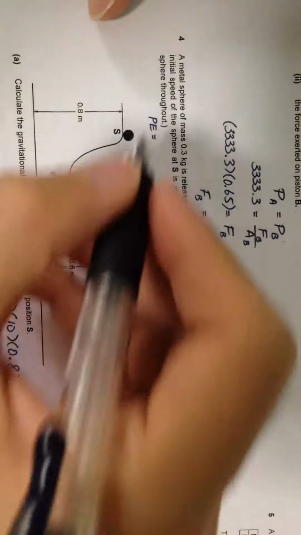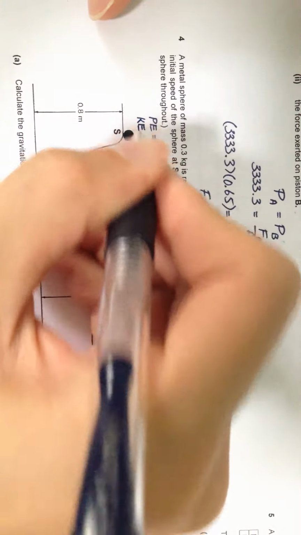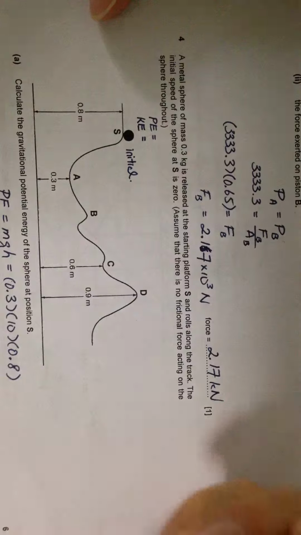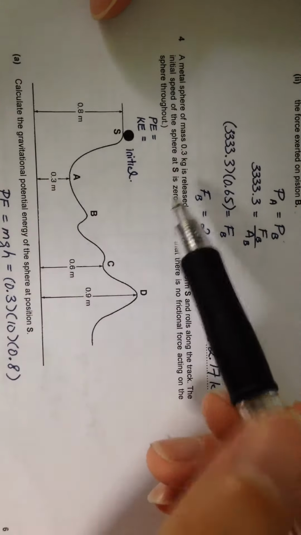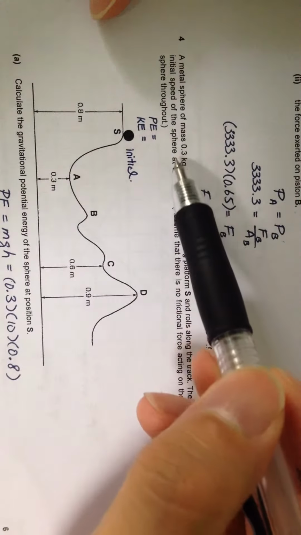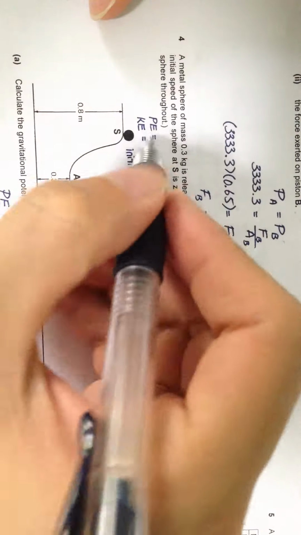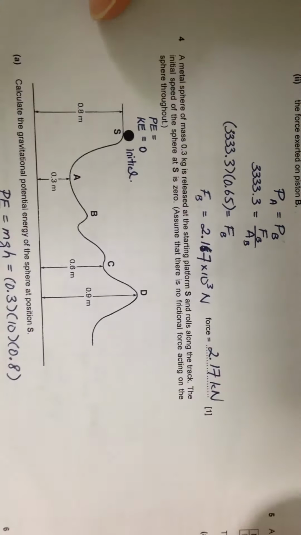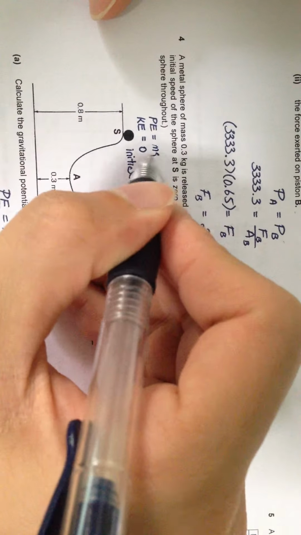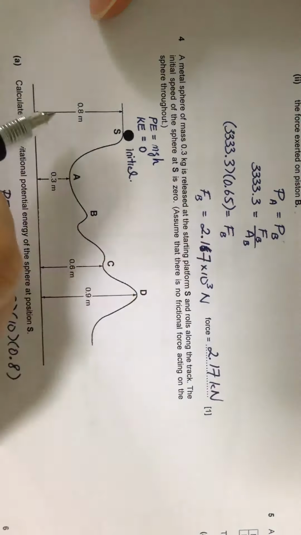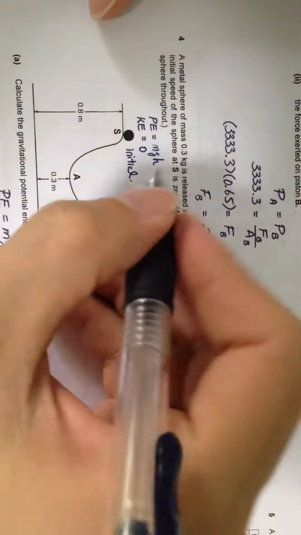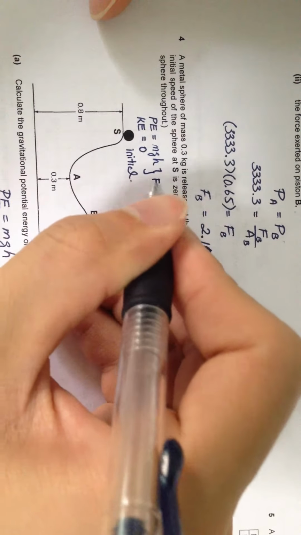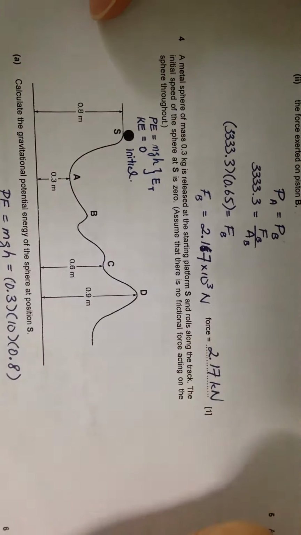At my initial position, it will definitely have some PE and KE. Since in this case the initial speed of the sphere is 0, my initial KE must be 0. But my PE here will be given by mgh, which is 0.8. So this will give me my total initial energy. Okay, this is my initial total energy.